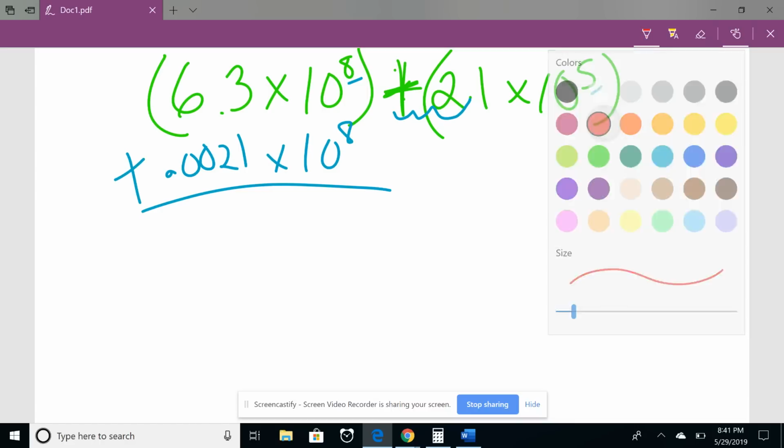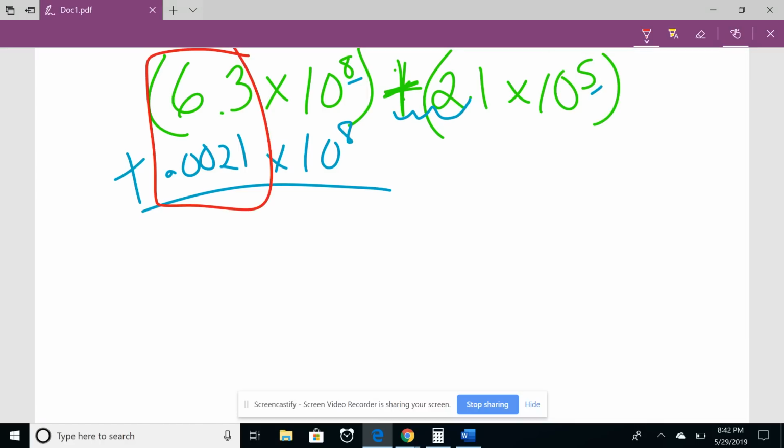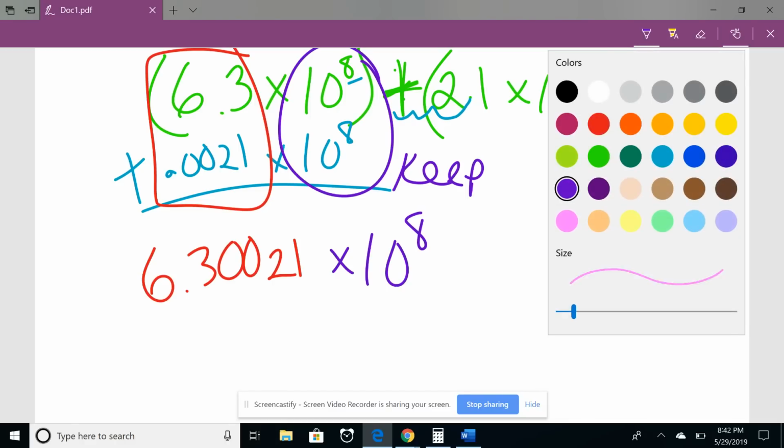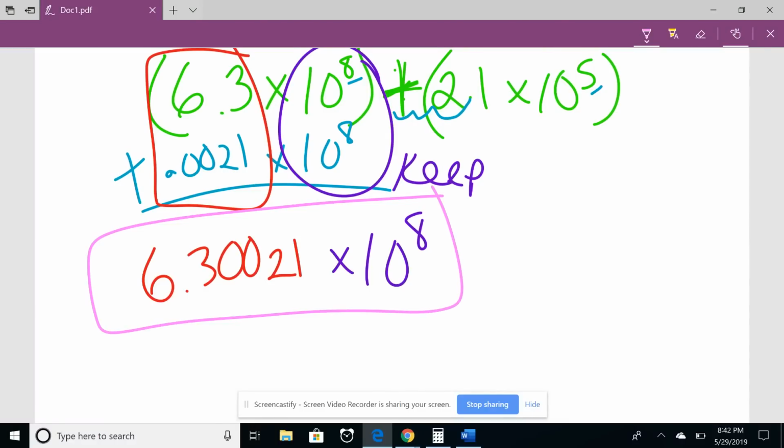I add the numbers out in front. 6.3 plus 0.0021 is 6.30021. Now the only difference with adding and subtracting, once you have the same base and the same exponent, is you keep this entire thing. So you keep both the 10 and the 8s. So it's times 10 to the 8th. Now this is already in scientific notation. So that's going to be my answer.